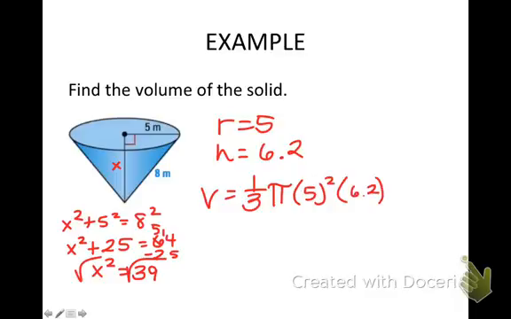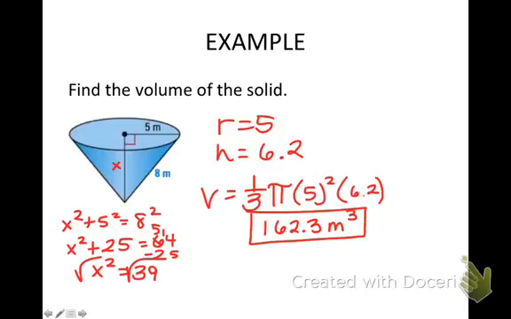Fancy calculator work. Please stop throwing your pencil up in the air. So 1 divided by 3 times pi times 5 squared times 6.2. I'm getting 162.3 meters cubed. Okay.